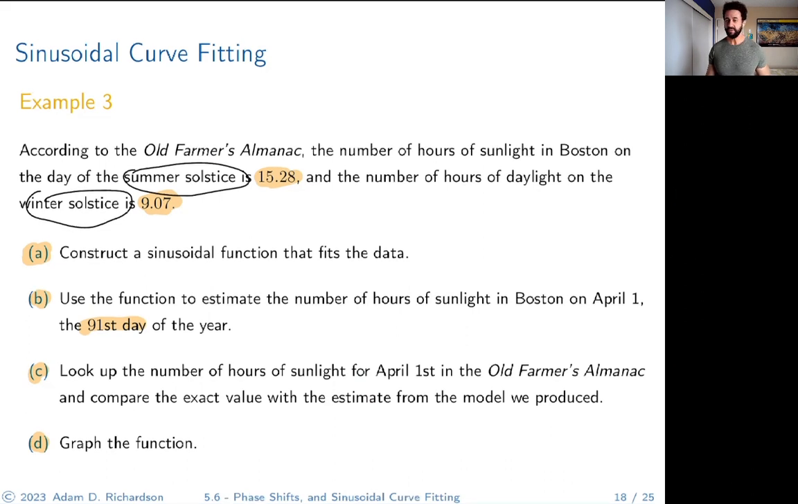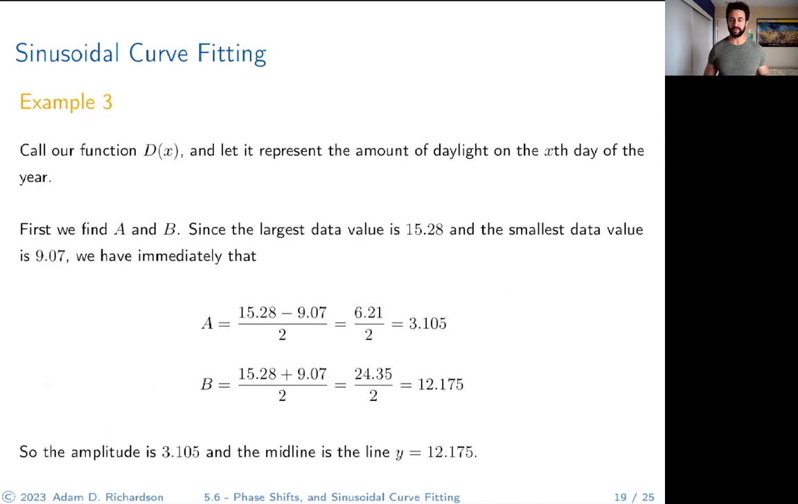All right, here we go. If you remember from the instructions on the previous slides, the first things we want to find are the amplitude and the midline. Just from the data that we're given outright, we can do that. But before I jump the gun too quickly here, let's give our function a name. I decided to call the function d of x, and this represents the number of hours of daylight on the xth day of the year.